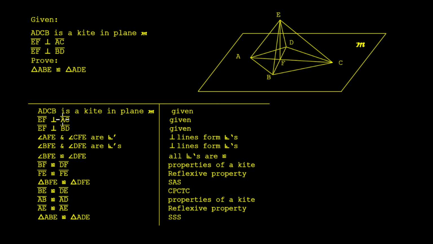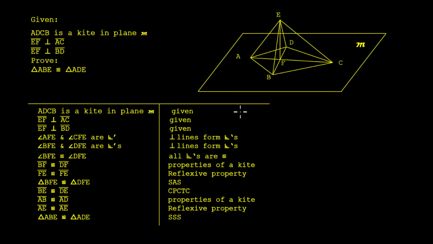Next, EF is perpendicular to AC and EF is perpendicular to BD, both given. EF is perpendicular to AC and also to BD. Next, angle AFE and angle CFE are right angles. Also, angle BFE and angle DFE are right angles. Perpendicular lines form right angles for both.